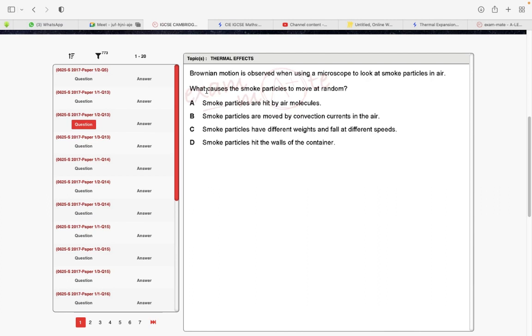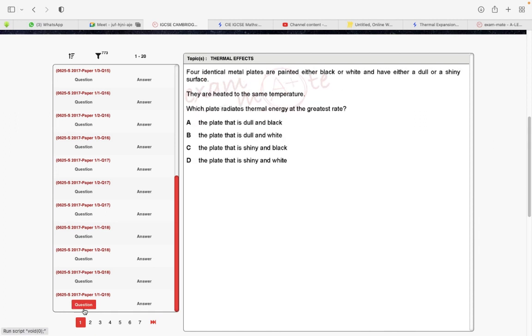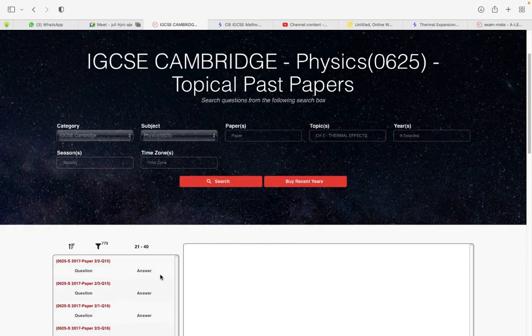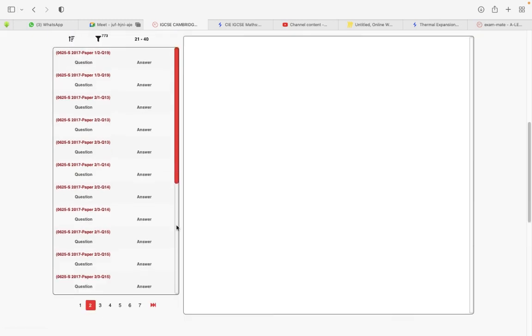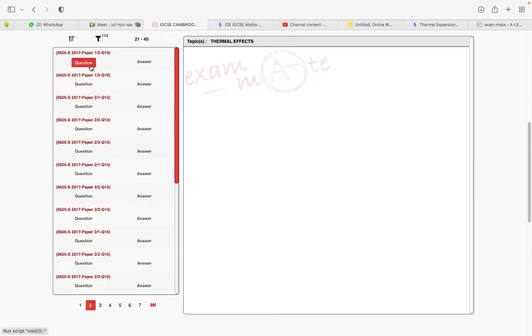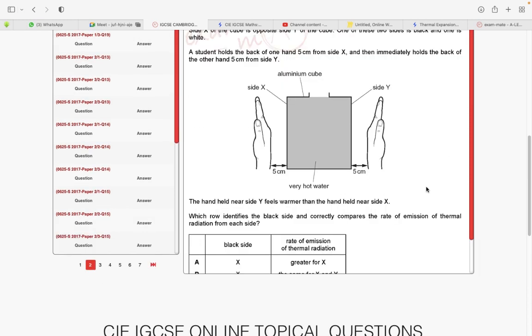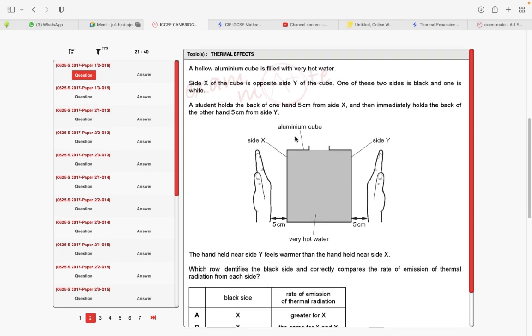You can scroll down. There's page 1 and then page 2, if you can see. Yes, down. There are a lot of questions on this thermal physics. This is very long. You want to try? Yeah.